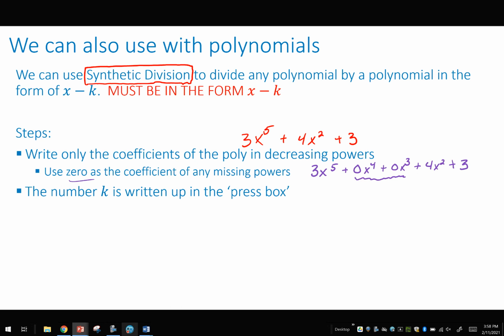All right, this number k is written up in the press box. And we'll get to what that press box means here in a minute. Okay, and again, this x minus k standard form is x minus. So really, this one, I have a positive k value. If it was some x plus k, well, really, that would be x minus a negative k. And so my k in that one would be a negative k value.